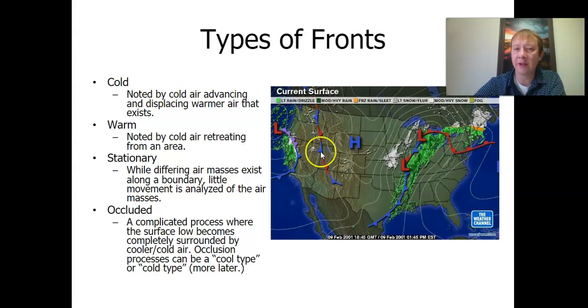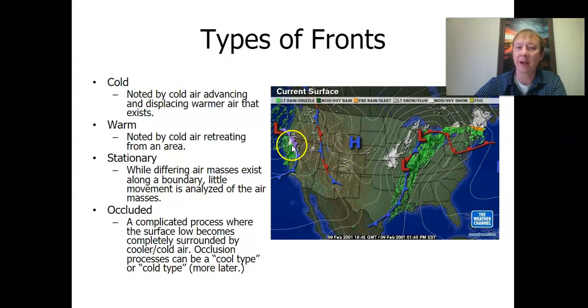So again, this area here is where we have a warm air mass. The warm air mass is going to be on the left here, pushing to the right. Remember, the little indicator here shows which direction that air is moving. So the warm air mass is moving to the right, the cold air mass is moving to the left, and it collides right here and creates that stationary front.